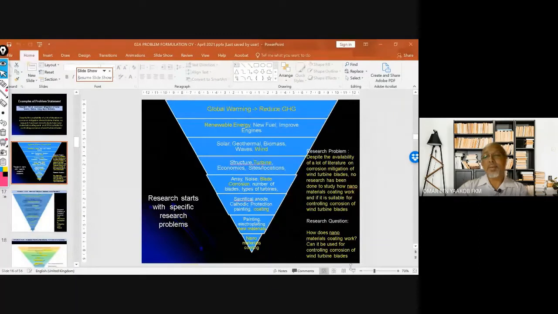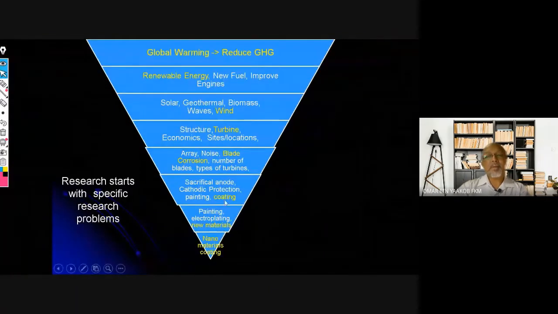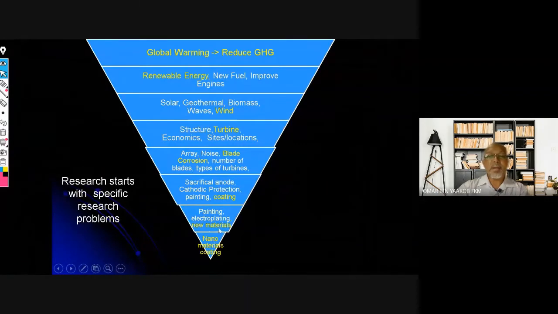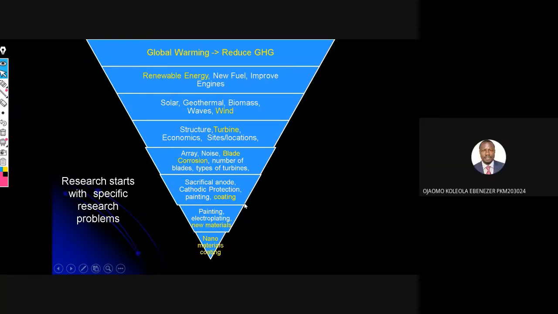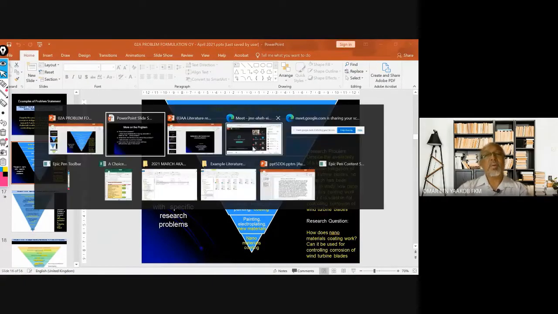So it's like this one, for example. You found that nanomaterial coatings, but people have done everything about the nanomaterials. Then you need to go up. What are the new materials other than nanomaterials? If this is also already done, then you need to go up here. You find some other type of coating. Maybe you want to go to electroplating. You look at different types of electroplating and so on. So you go up and up. If you found that you are stuck there, you need to go up so that it becomes like another vertex. Okay. Thank you, sir.